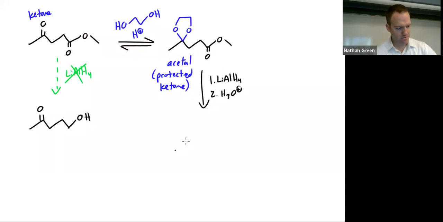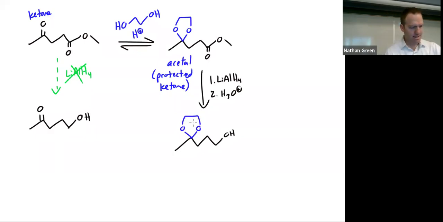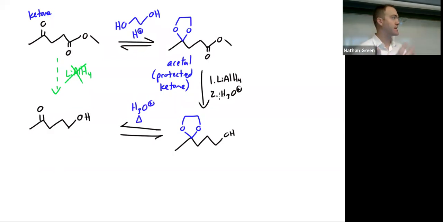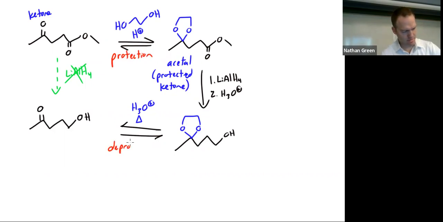That reduces my ester to a primary alcohol. My acetal group is still hanging on there. I can then unprotect my alcohol using H3O plus and heat. So I could do that over here as well. I'm showing it to you as a second step or as a separate step, just so you get used to seeing it that way. That turns my protected alcohol into a deprotected alcohol. So this is my protection step. This is a deprotection step.